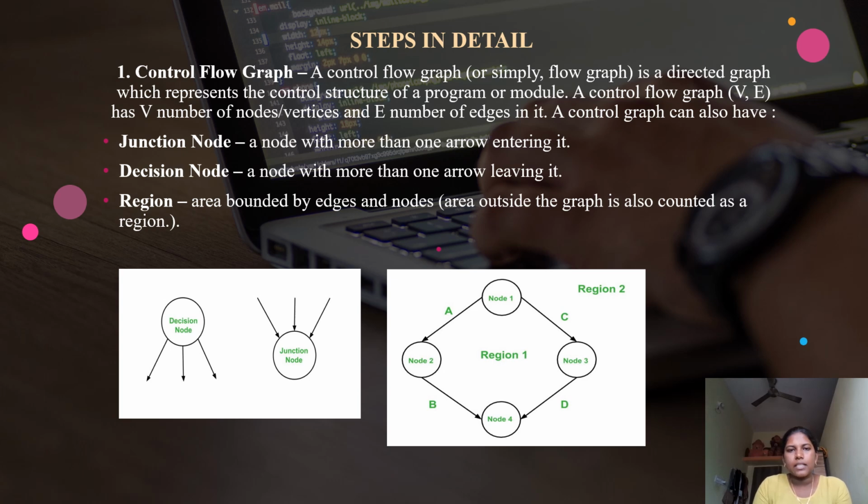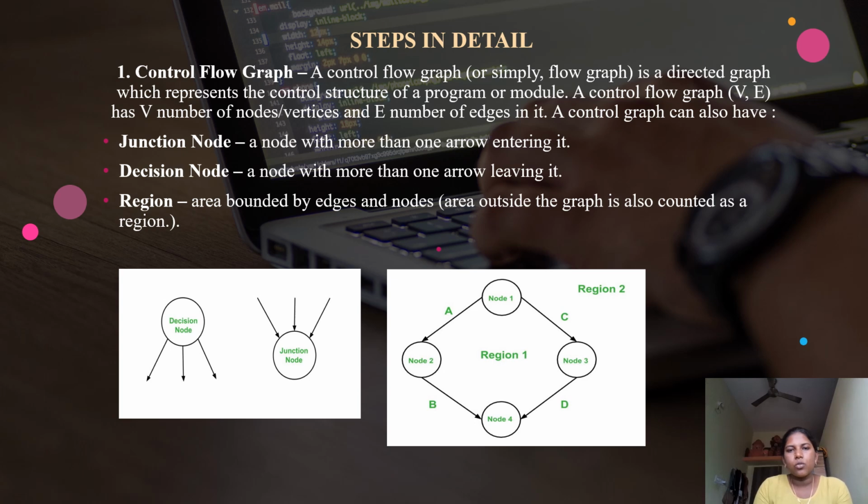Here the steps in detail are: first step, the control flow graph. A control flow graph is a directed graph which represents the control structure of a program or model. In a control flow graph, V is the number of nodes or vertices, and E is the number of edges in it. A control graph can also have junction nodes, decision nodes, and region nodes.